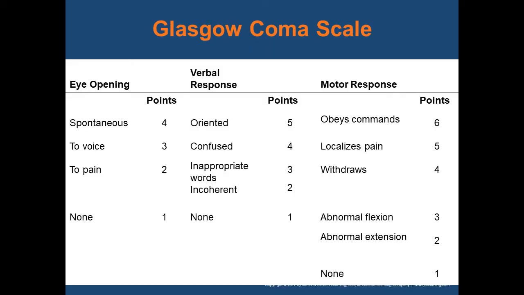As we use our Glasgow Coma score, it's important to remember that we're looking for the best. So, for example, if the person has their eyes closed when you approach them, you call them, talk to them, they open their eyes, then they maintain eye opening, that is a 4, not a 3. So just kind of remember that we're looking for our best.